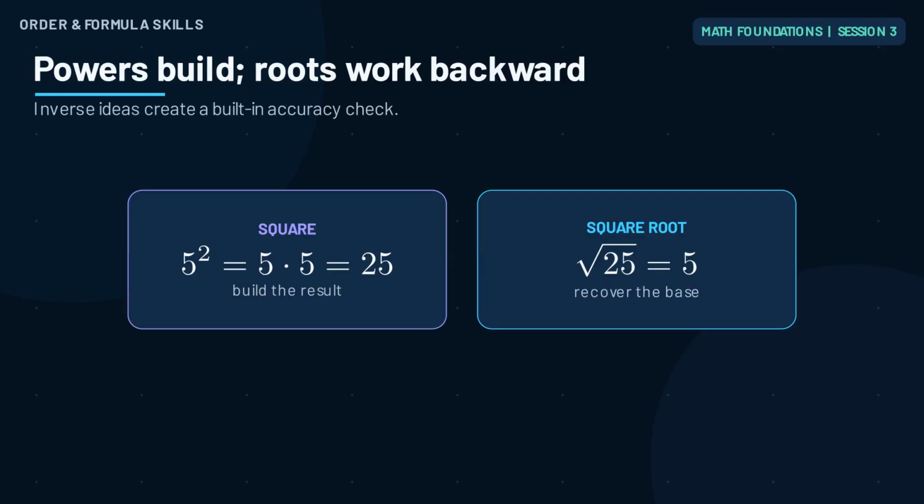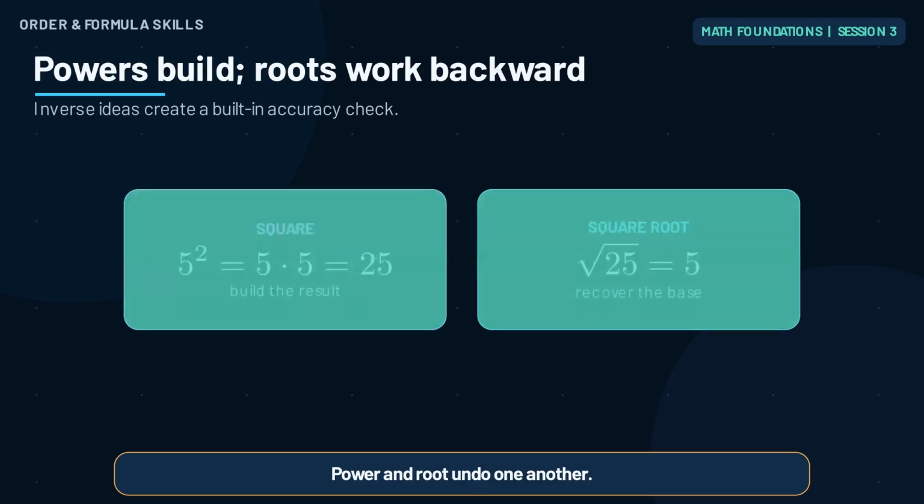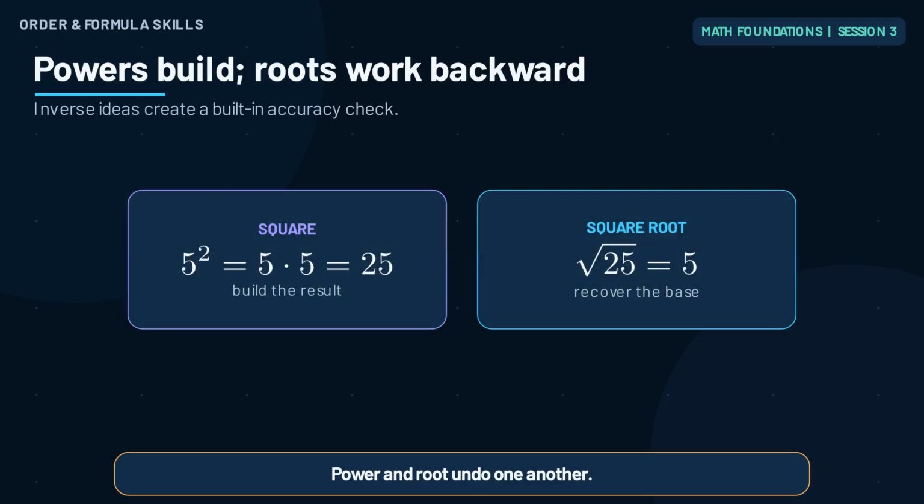A power builds a result by repeated multiplication. A square root works backward to recover the base. Seeing that relationship gives you a built-in check. If 5 squared is 25, then the square root of 25 must return 5. Today we will use that connection to handle negative signs, perfect squares, estimates, and applications.